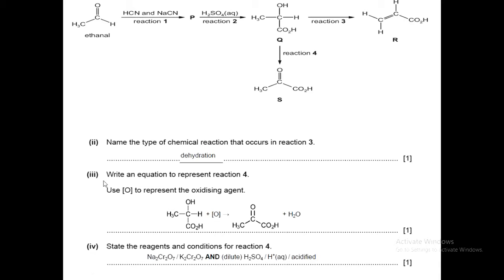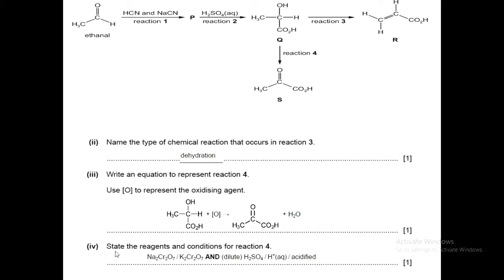In the third part, the examiner was asking: write an equation to represent reaction 4. Use nascent oxygen, this is nascent oxygen, to represent the oxidizing agent. So in the Q to S conversion, that is reaction 4, oxidation was taking place. For the conversion, all you have to do is write an oxygen with Q, and then it is converted into S along with water being removed. So this is how the third part is to be done.